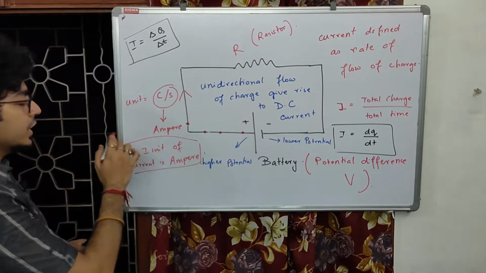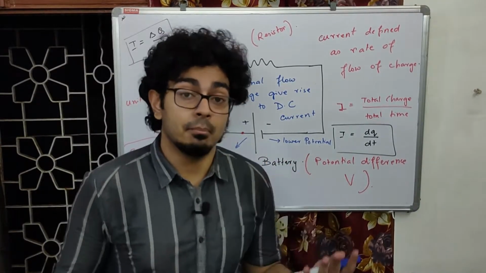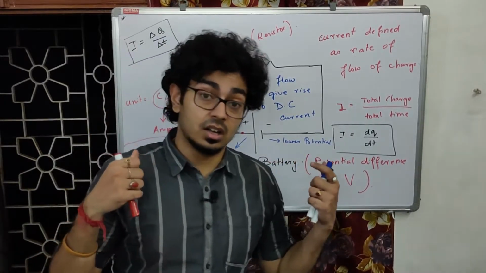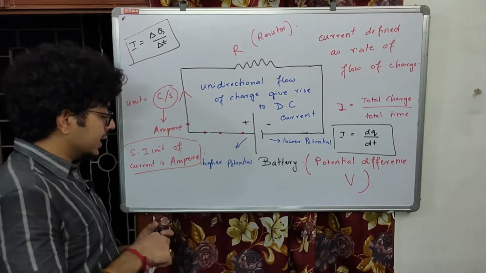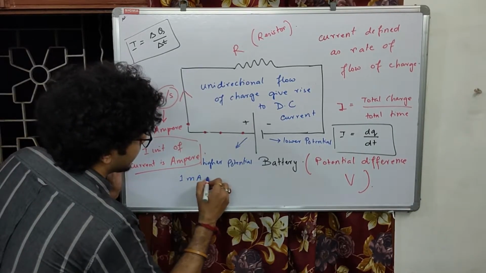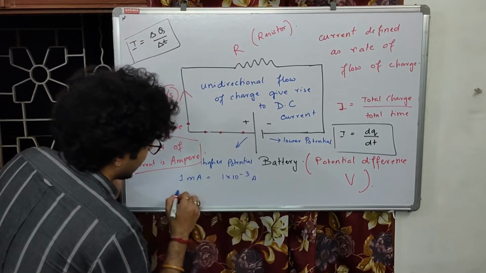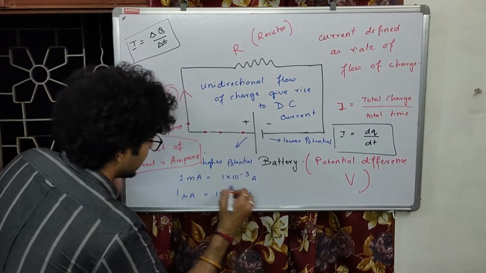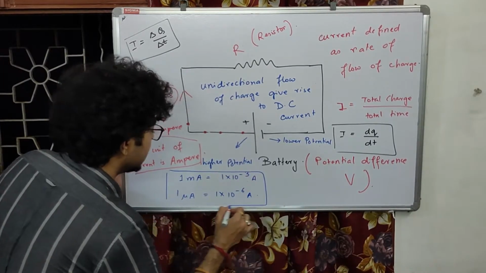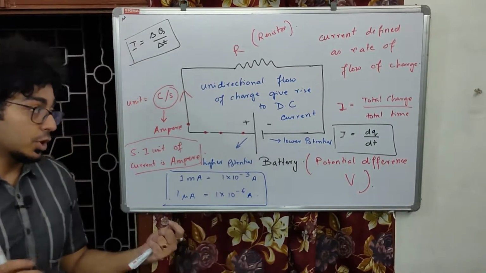There are other units of current also: milliampere, microampere, and sometimes kiloampere. 1 milliampere is equal to 1 into 10 to the power minus 3 ampere, and 1 microampere is equal to 1 into 10 to the power minus 6 ampere. So these are the other smaller units of current.